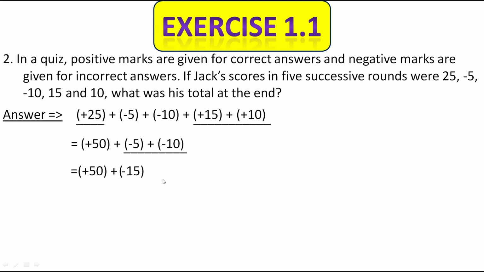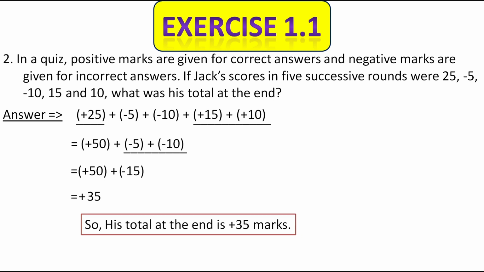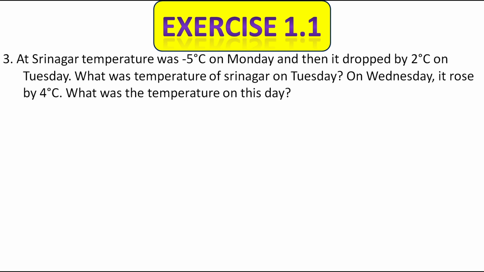Now we have plus 50 and minus 15. Both of them have different signs, so we have to subtract. So we got the answer as 35, and the bigger number is 50, which has a plus sign, so we will give the answer a plus sign. So the final answer is plus 35. His total at the end is plus 35 marks. Okay, now let's move to the next question, that is the third one.